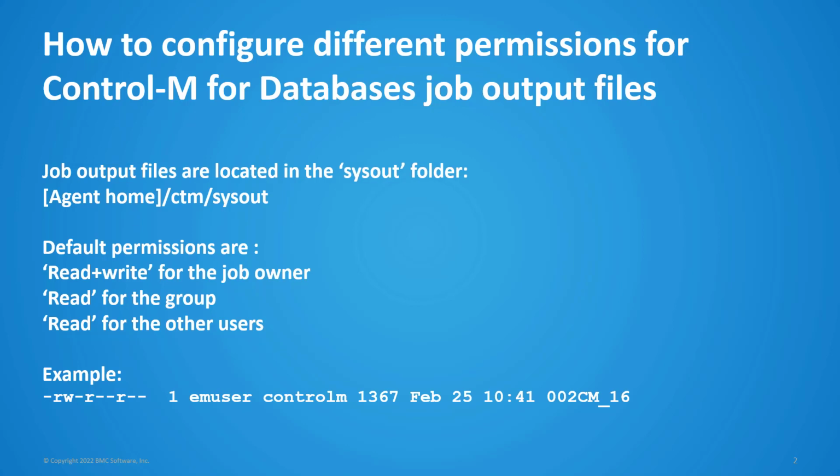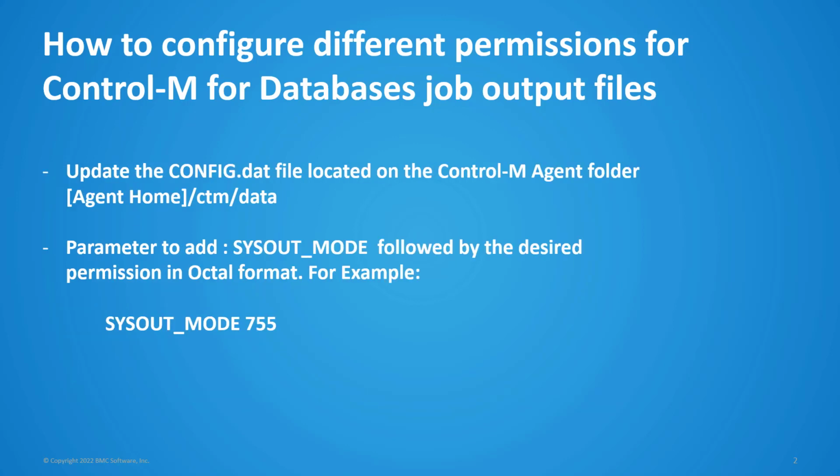By default, the Control-M for databases job output file permissions are read and write for the owner, read for the group, and read for the other users. If you need to change the default permission, you will need to update the config.dat file on the Control-M agent machine. There is a parameter called sysout_mode that controls the file permission on the generated Control-M for databases job output file. Edit the config.dat file and add the parameter sysout_mode with the relevant Unix permissions in octal format, for example 755. The 755 octal format will give read, write, execute to the owner, read and execute to the group, and read and execute to all other users.